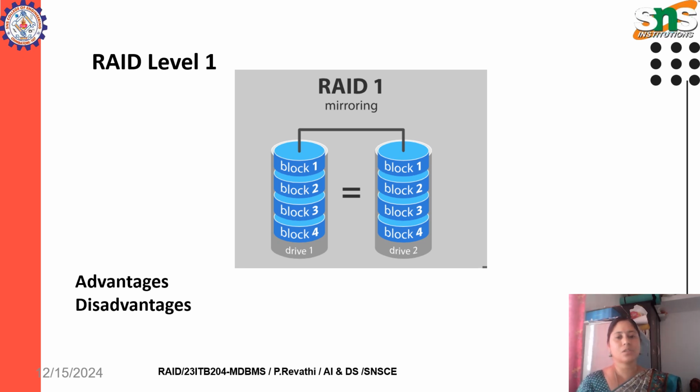There is no striping. Read performance is improved since either disk can be read at the same time. Write performance is the same as for single disk storage. Every write is carried out on both disks.